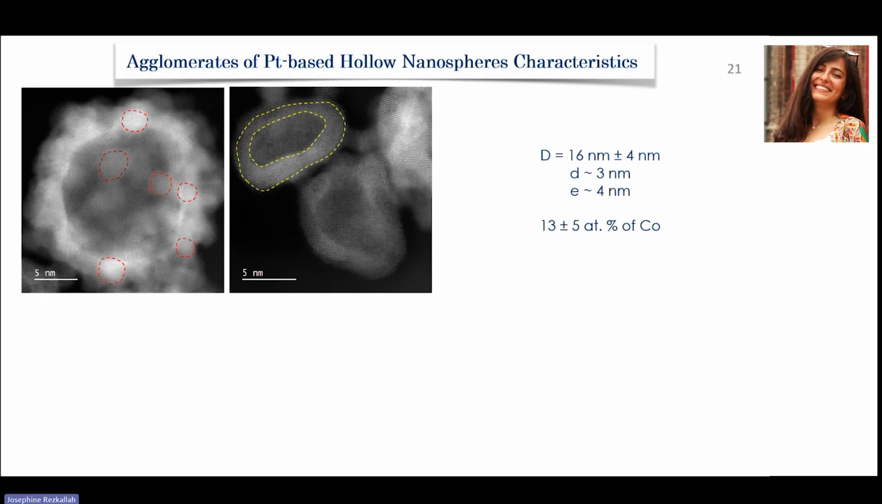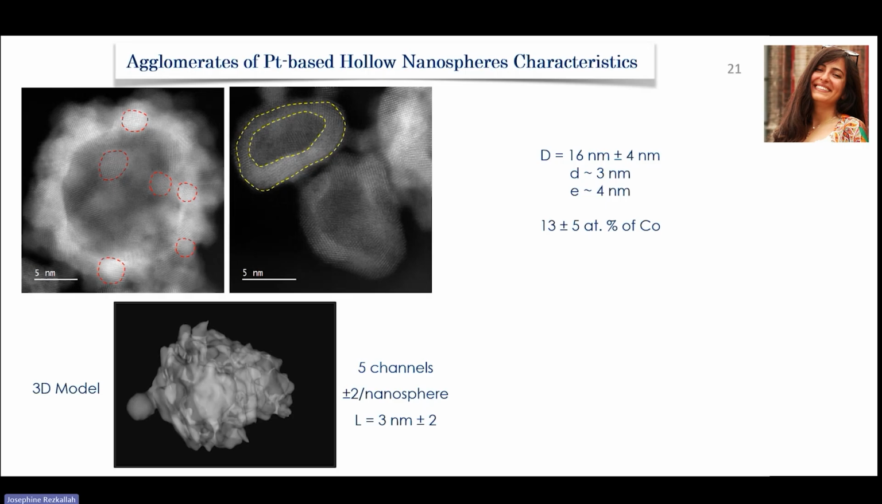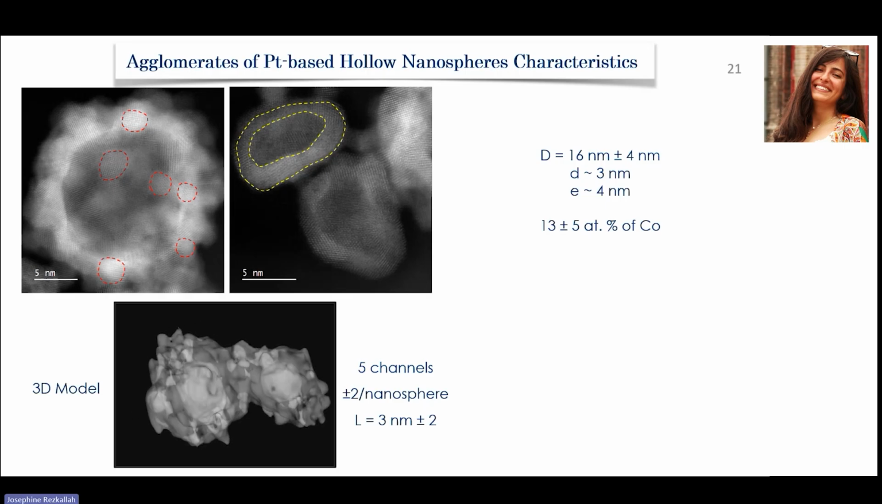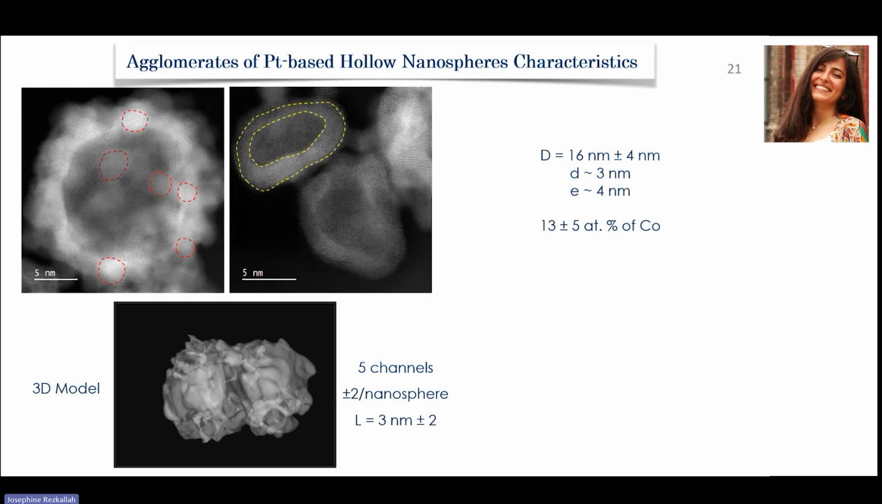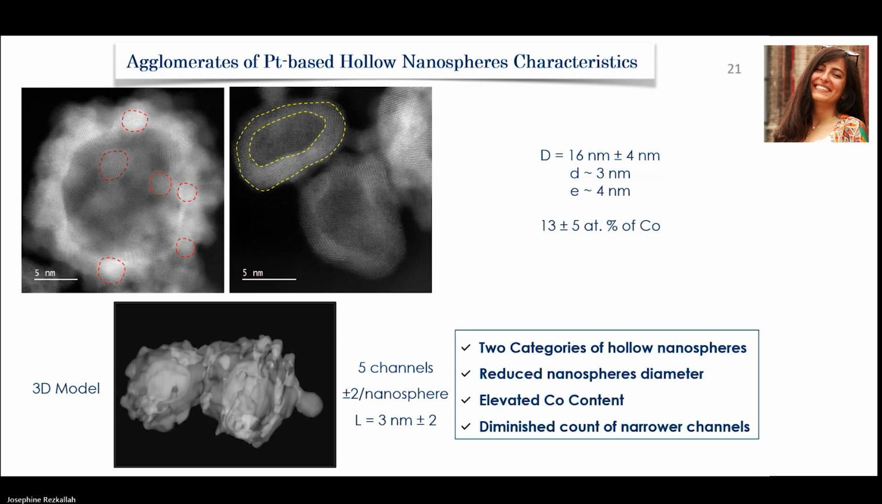The average diameter of these nanospheres is twice smaller than the nanospheres of the chains with comparable shell thickness and nanoparticles diameter. On the other hand, these particles have twice more elevated cobalt residual content. And the 3D analysis of the shell revealed, as I presented here, a lower number of channels in the shell with smaller diameter.